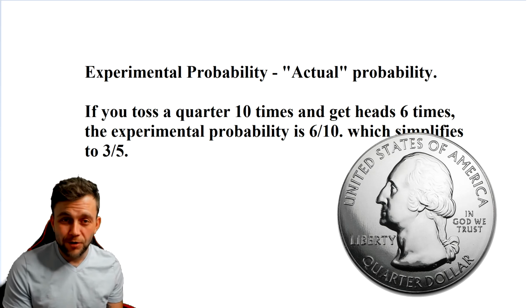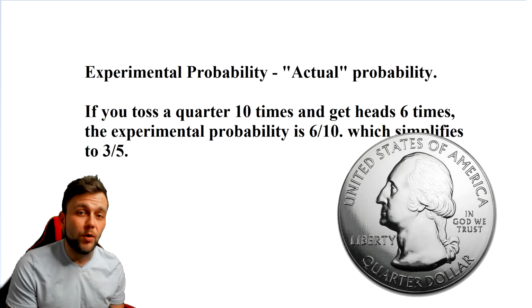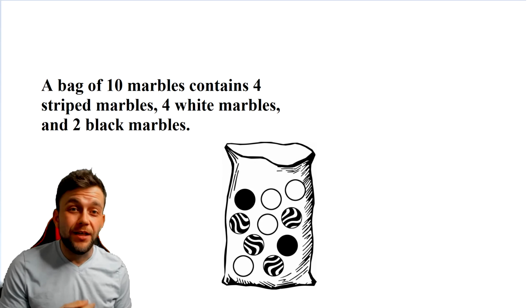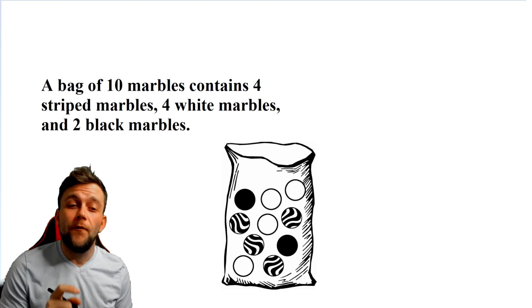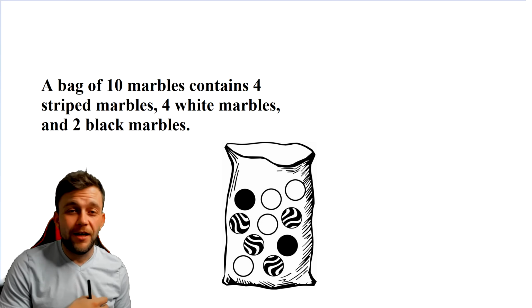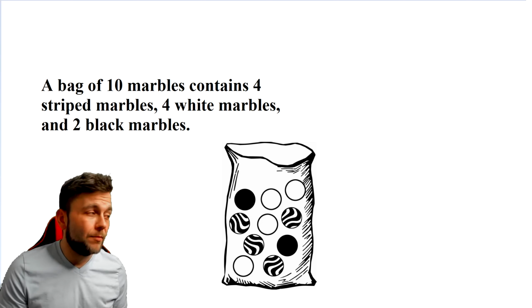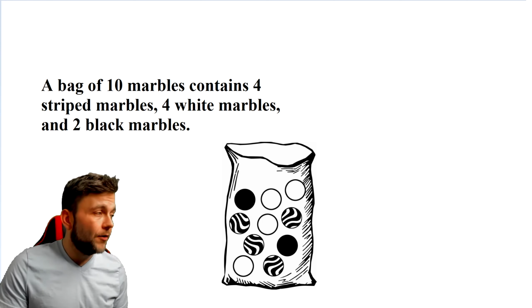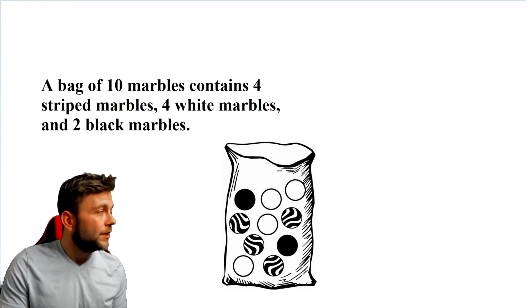Now that you have all of this under your belt, we can get going with some example problems. One of the most common probability problems that you'll find on the GED, ACT, in high school, or any introductory statistics class is going to be the bag of marbles problem. In this one, we have a bag of 10 marbles. It contains 4 striped marbles, 4 white marbles, and 2 black marbles. And I'm just going to ask you some general questions about them, such as, what is the probability of pulling out a white marble?